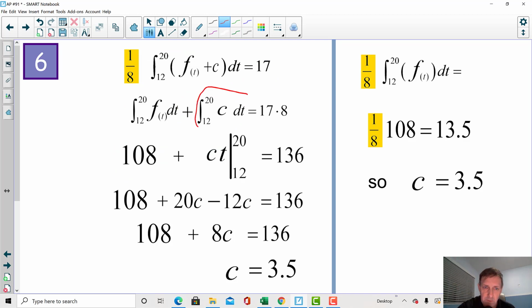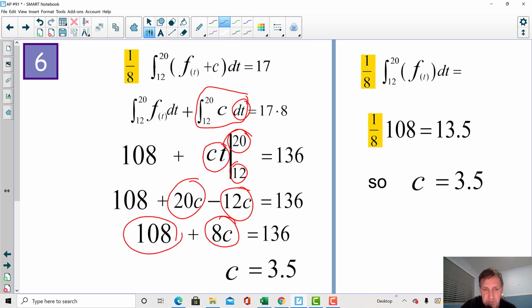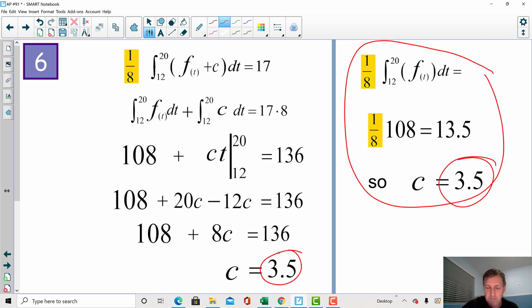And then the integral of c would normally be like c times x, just a number times x, but this is dt, so we have a t inside there. And so we just need to plug in the 20, and then minus, and then plug in the 12. So we're going to get 20c minus 12c, so that's just going to be 8c. And so we subtract 108 from both sides, and then divide by 8, and your final answer is the same thing. It's going to be 3.5. You got the same final answer either way.